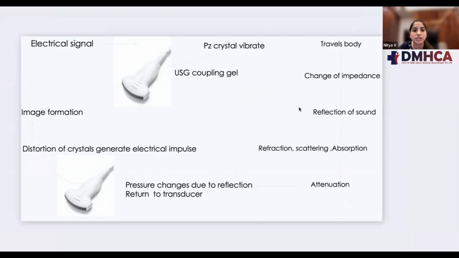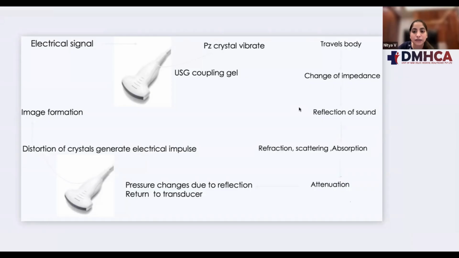First of all, the electric signal reaches the cable and activates the transducer. The transducer makes the piezoelectric crystals vibrate. We use the ultrasound coupling gel to increase the resolution and eliminate the air between the human body and the transducer. Then the sound wave travels through the human body, and because of the change in impedance between two tissues, there is a reflection of the sound wave.